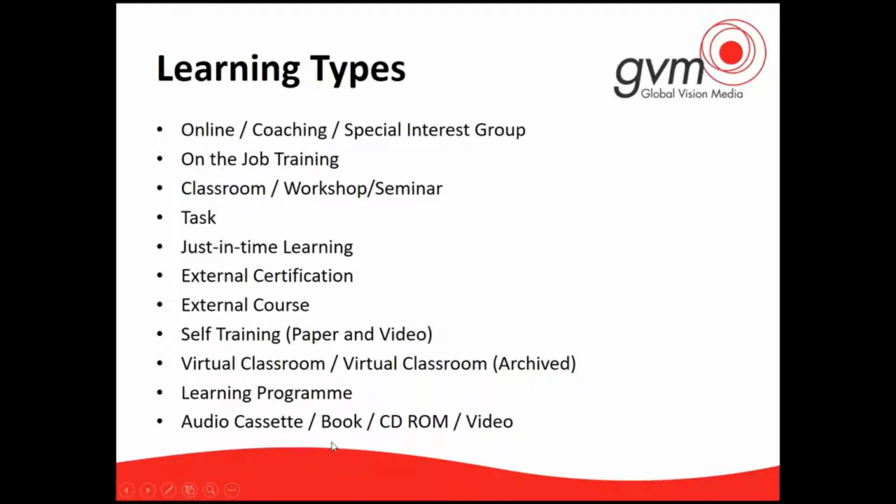The next one is audio cassette, book, CD-ROM, and video. These are there mostly for legacy. They are no longer used, but you can if you want to. These are just references to audio cassettes, books, CD-ROM, or video that you have in your library. Just their information. People can just check them out and see, okay, I've got this book in the library. I'll go and check it out. So it's just more like a reference.